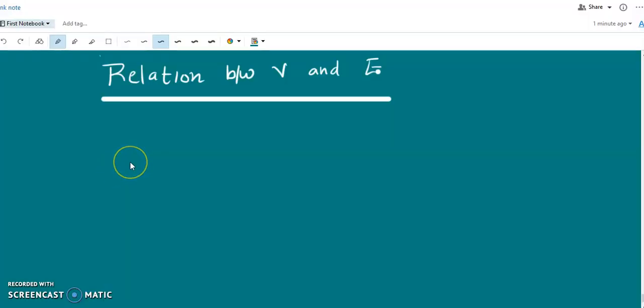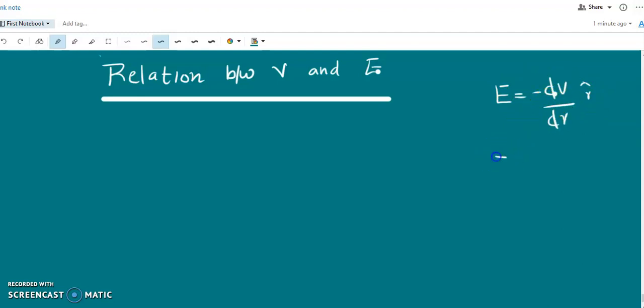So, first of all, we discuss the relation between the electric potential and the electric field. We have seen that the electric potential is a scalar quantity, but the electric field is a vector quantity. We have already seen the relation between E and V. E can be written as minus dV by dr along r cap. E is a vector, but V is a scalar.